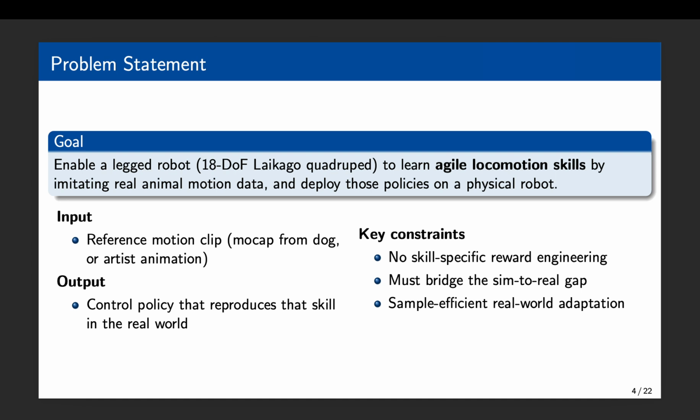There are three important constraints. First, no skill-specific reward engineering. The same reward structure should work for all motions. Second, the method must bridge the simulation to reality gap, the sim-to-real gap, because training on a real robot from scratch is too expensive. And the third, the real-world adaptation should be sample efficient, meaning that it should not require thousands of trials on the physical hardware.